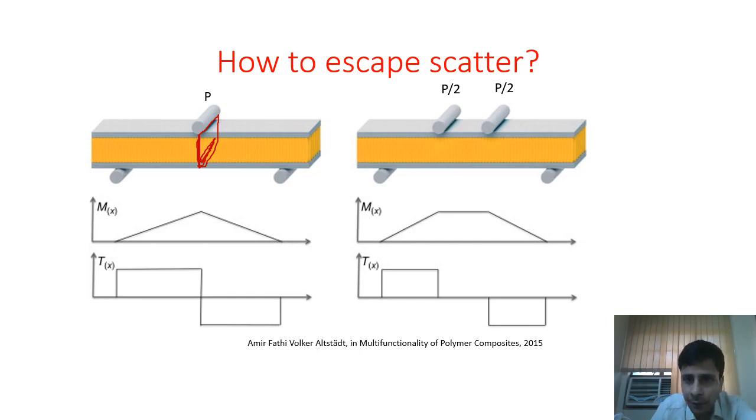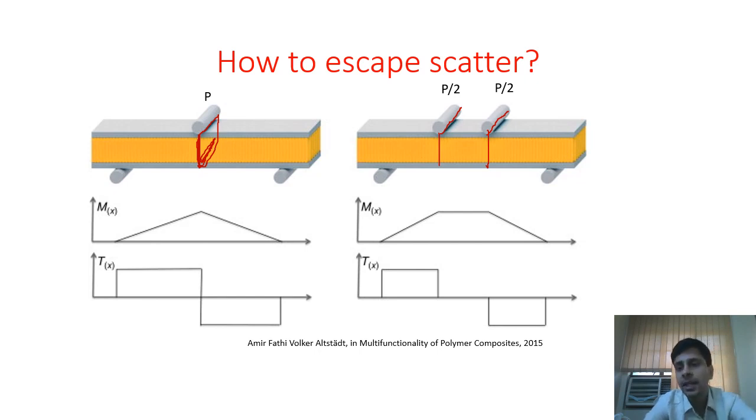Now if I apply a 4-point bending test, where instead of P at a point, I am applying P by 2 at 2 points, the region where my material is getting highly stressed is this. So the volume is increasing significantly, and if I put it in my Weibull distribution, as the V increases, the scatter reduces. So for a composite material or a heterogeneous material, sometimes it might be a good idea to use a 4-point bending test as compared to 3-point bending test. This will significantly reduce the scatter.